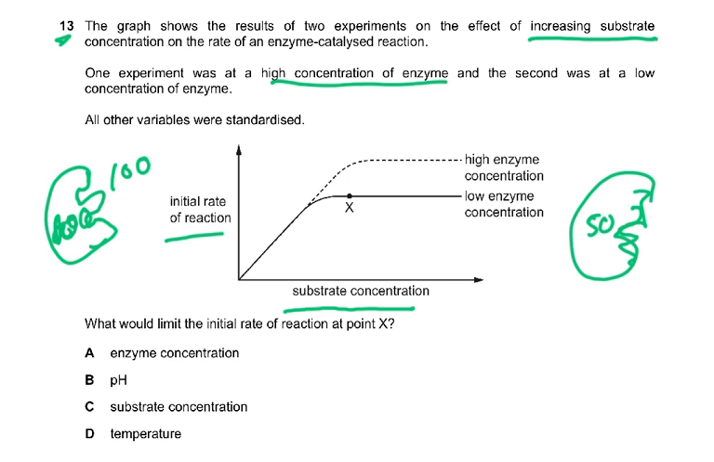What would limit the initial rate of reaction at point X? You see, if this graph wasn't given, then we would say substrate concentration. But because this graph is given, at this point you can see the rate is increased when the enzyme is more. That is why the answer is A, enzyme concentration. So for question number 13, the answer is A, enzyme concentration is the limiting factor. In this case, in which they have given you two graphs, if they had not given you this graph and only given you this graph, then at X substrate concentration is the limiting factor. Please understand this question. It's a very interesting question.